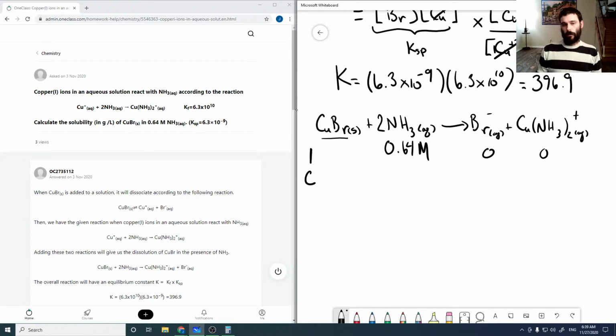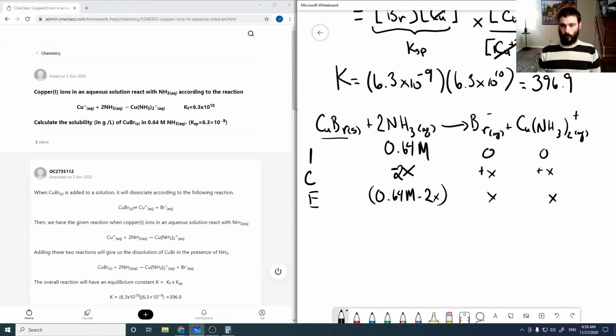So we reduce this by minus 2x, because for every 2 moles of ammonia, we convert to 1 of each of these. So our change is minus 2x, and we're gaining x here and here. And so at equilibrium, we're going to have 0.64 molar minus 2x, x, and x.